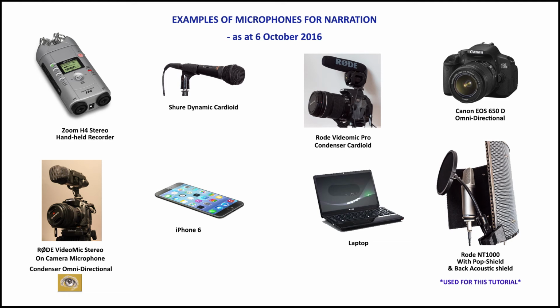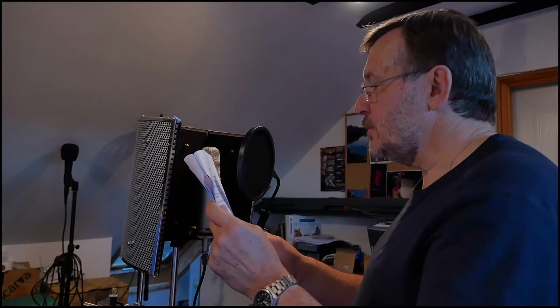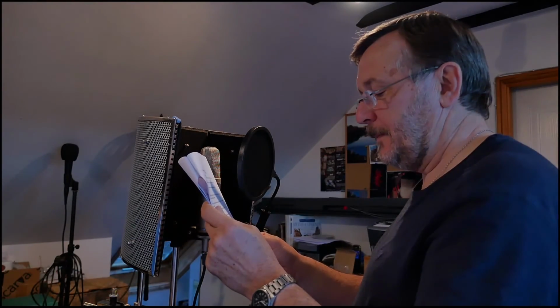This Rode stereo condenser type mic with 2 cardioid pattern diaphragms connected to a Panasonic GH4 camera sounds like this and would be considered acceptable. This iPhone 6 recorder sounds like this and would be considered acceptable. This laptop inbuilt microphone sounds like this and would be considered unacceptable. This Rode NT1000 studio condenser microphone with cardioid pattern connected to a Reaper digital audio workstation sounds like this and would be considered acceptable. This tutorial has been produced on this microphone.